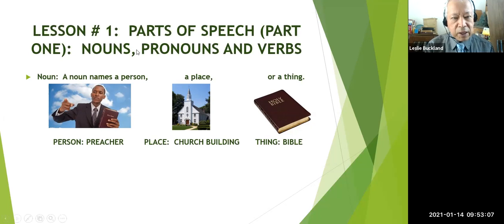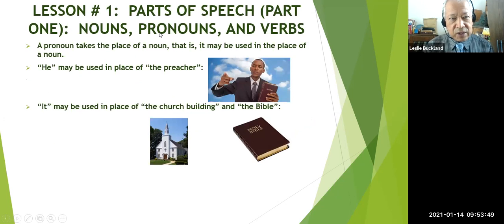Okay, so here's a picture of a person, and this person is a preacher. A noun names a person, and here's an example. This is a preacher. A noun names a place. Here is a church building to represent a place. A noun names a thing. Here's a picture of a Holy Bible. And so we find that a noun names or identifies a person, a place, or a thing.